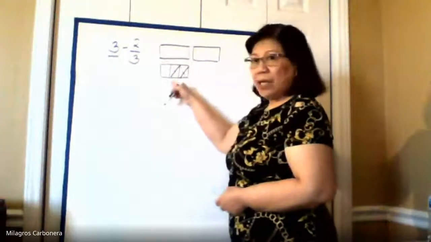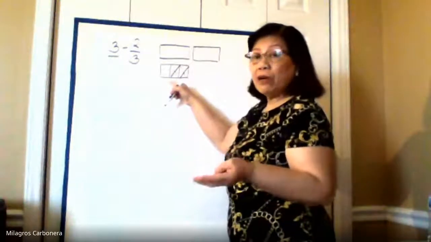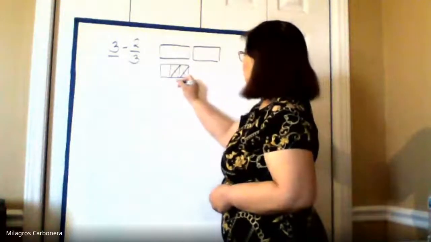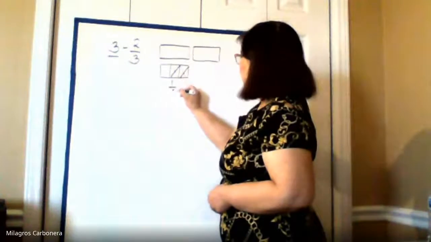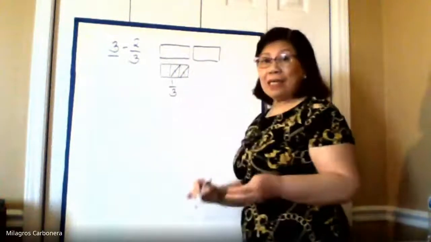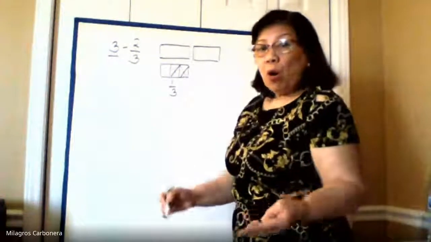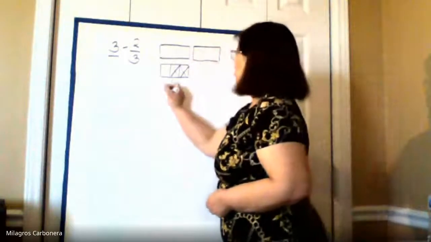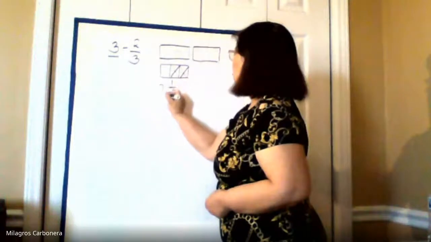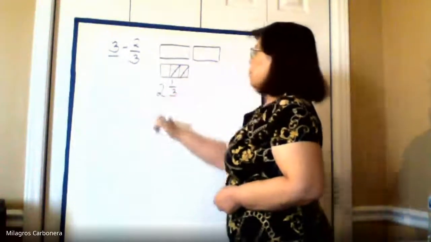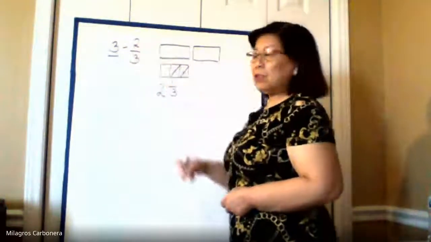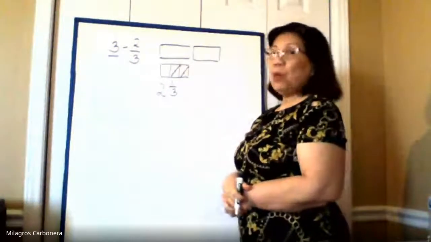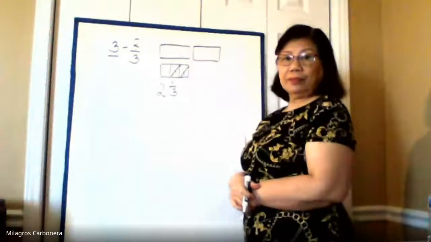So in this rectangle, only 1/3 is left. So I'm going to write my 1/3 here. And I still have 2 whole rectangles, 1, 2. I am going to write it in front of my 1/3. So 3 minus 2/3 is equal to 2 and 1/3.